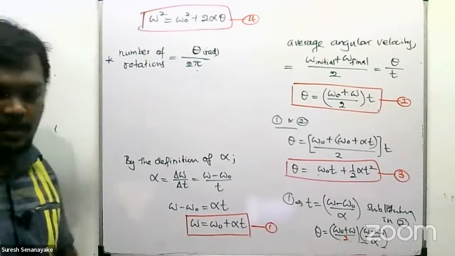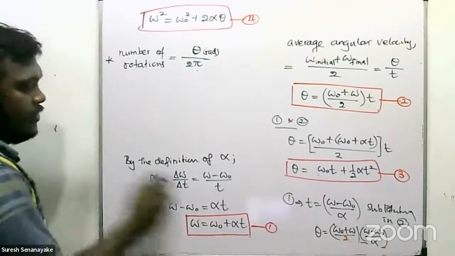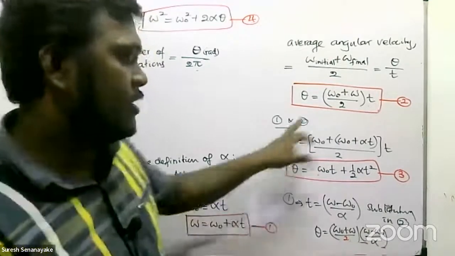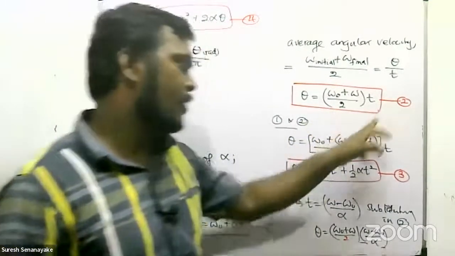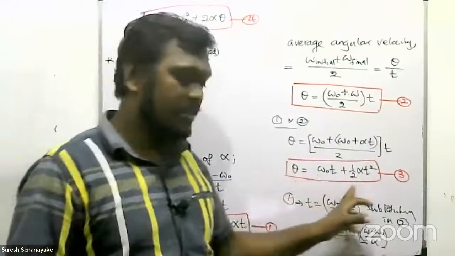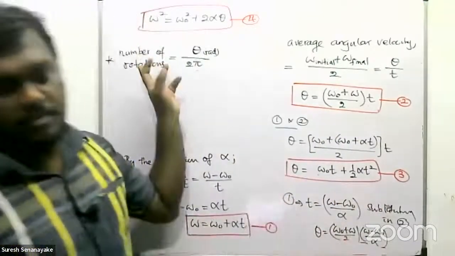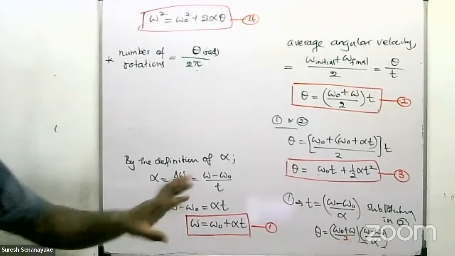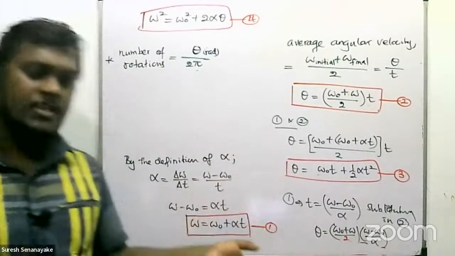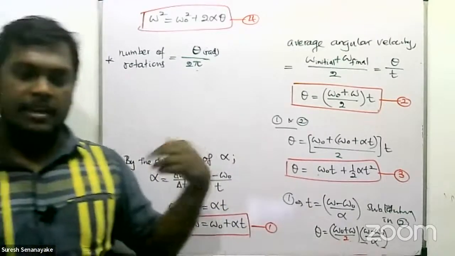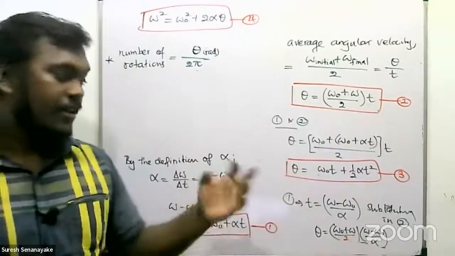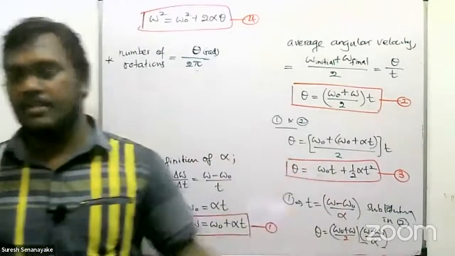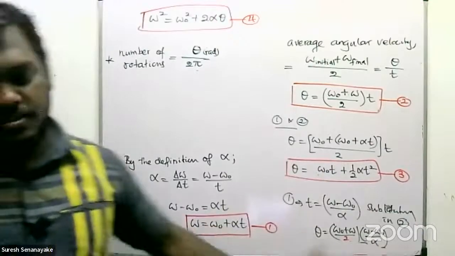Okay, clear? There are four equations. This is similar to v equals u plus at. This is s equals (u plus v) over 2 times t. This is s equals ut plus half a t squared. This is v squared equals u squared plus 2 a s. Similar to that, the displacement is replaced with the angular displacement, and velocity replaced with the angular velocity, initial and final like this, and acceleration replaced with the angular acceleration. These equations you can use in a similar way.